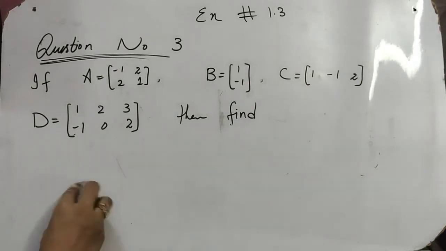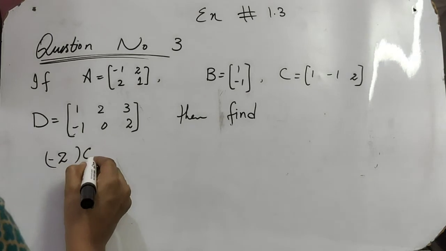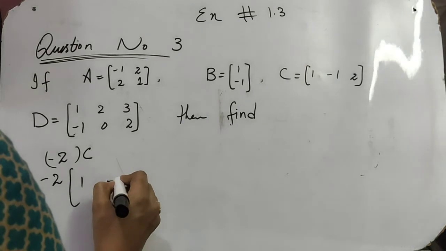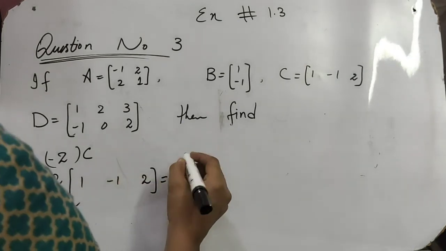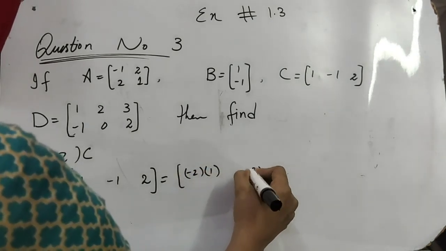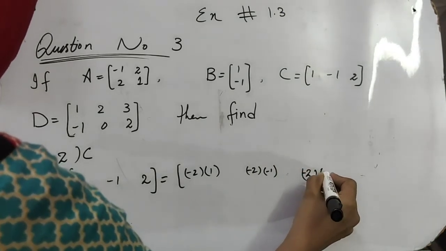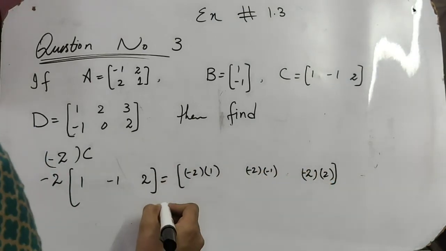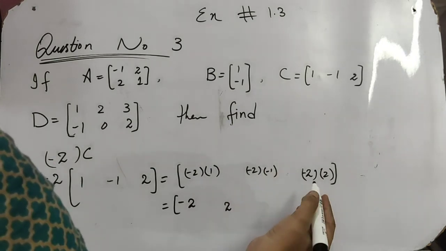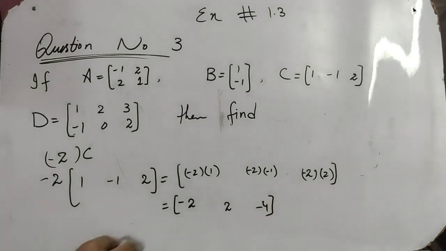These questions are very simple. Now it is minus 2 into c. Put the value of c. We will get 1, minus 1 and 2, which is equals to minus 2 into 1, minus 2 into minus 1, minus 2 into 2. This is equals to minus 2, 2 ones are 2 and minus minus is plus, and 2 twos are 4, so minus 4. This is the answer.